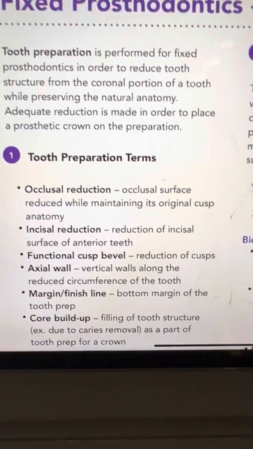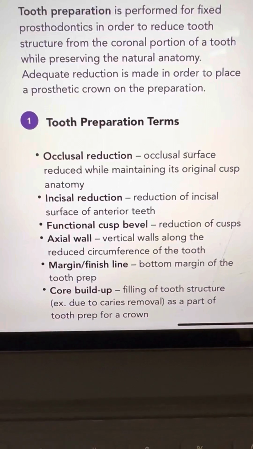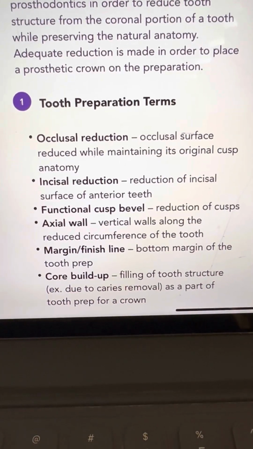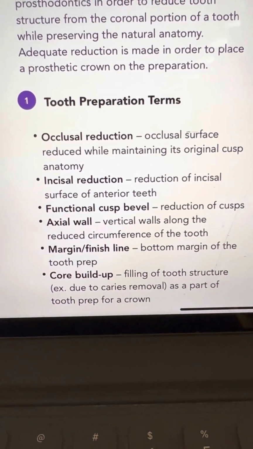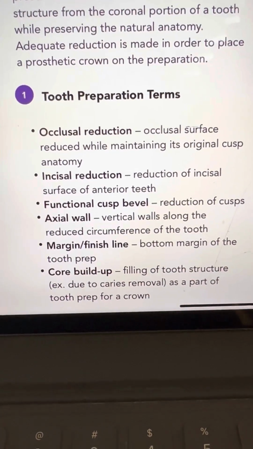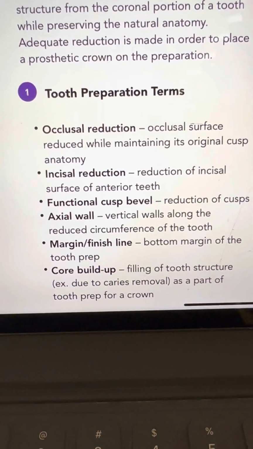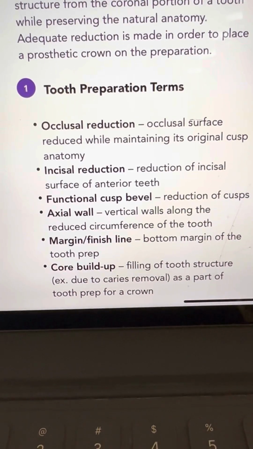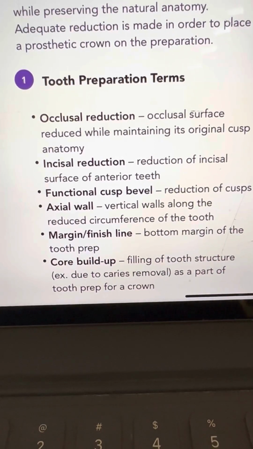Tooth preparation terms: occlusal reduction. Occlusal surface reduced while maintaining its original cusp anatomy. Incisor reduction. Reduction of incisor surface of the anterior teeth. Functional cusp bevel. Reduction of the cusp, axial wall, vertical walls along the reduced circumference of the tooth. Margin, finish line with the margin of the tooth prep.